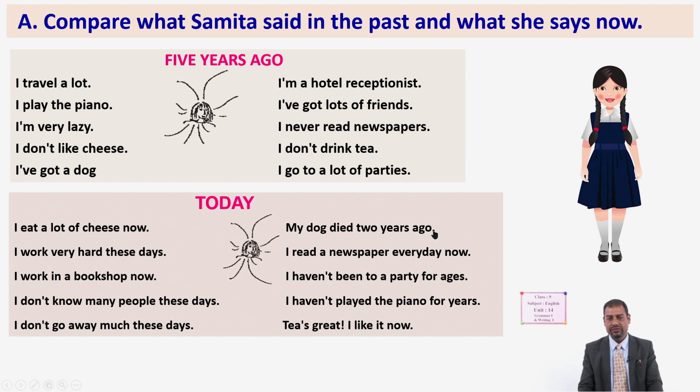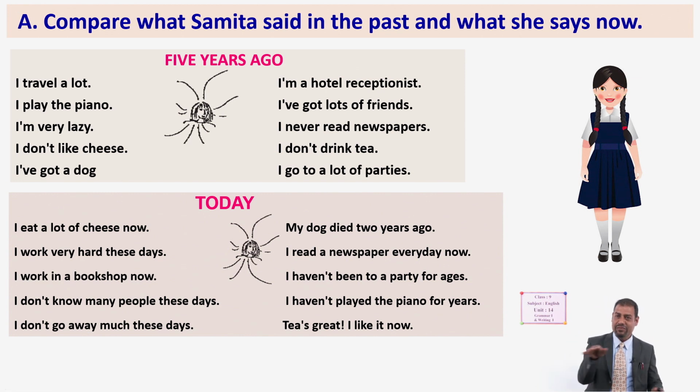My dog died 2 years ago. I read a newspaper every day now. I haven't been to a party for ages. I haven't played the piano for years. Tea is great. I like it now. So which expression is related to the I play the piano sentence? Yes, you are right. This sentence, I haven't played the piano for years, is the related sentence here.